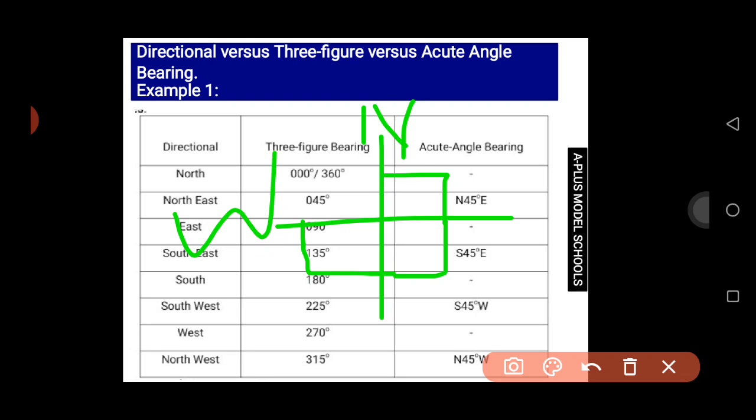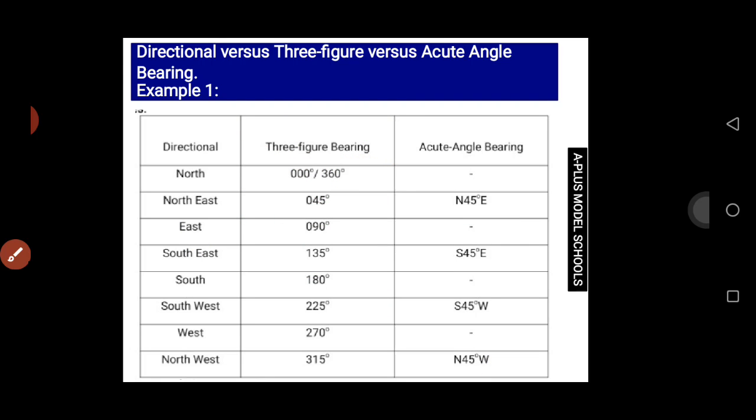But if my angle now falls between north and west, that means I will count from here to west, that is 270 degrees. So between this angle and northwest, that is 45 degrees. So that will be 270 plus 45, which is 315 degrees. Then, if this angle is 45, the other angle will also be 45. So the angle it makes with the north will be north 45 degrees west for the acute angle bearing.